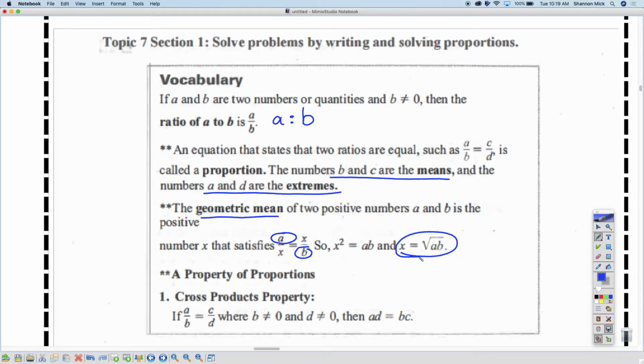Now, cross product. So if I have A over B and C over D, and B and D can't equal 0, why can't B and D be 0? Yeah, then it wouldn't be a fraction. Well, can I divide by 0? No. And a fraction's division, yes? I cannot ever divide by 0, so B and D can't be 0. I take the cross product. I take A times D and C times B, and they better be equal. What we're really doing, guys, is just multiplying by the reciprocal.